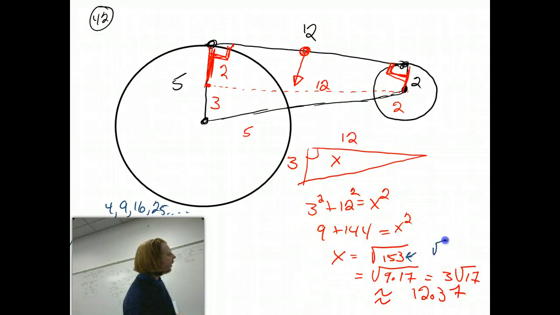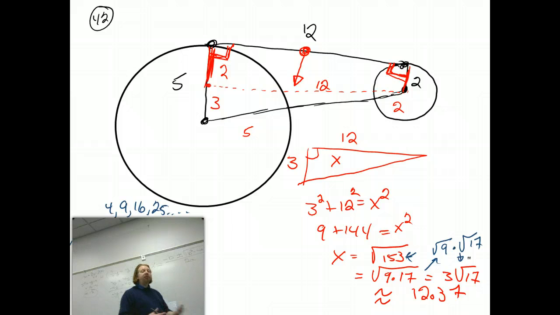I've also seen students write it this way, square root of 9 times square root of 17, so they split it, and then they'll do it. Root 9 is 3, so there that is, and then that leaves root 17. So the simplified radical form answer is 3 root 17. The decimal approximate answer is 12.37.